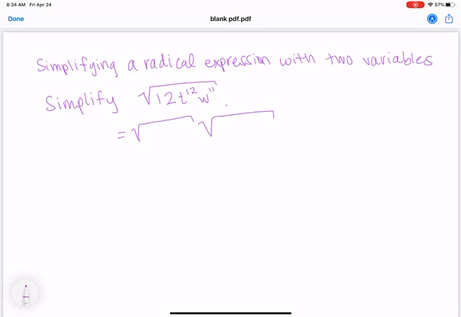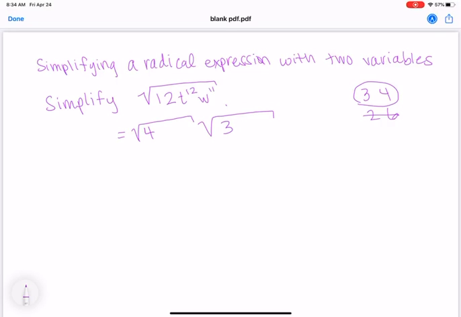So for the 12, the different factors of 12, we could choose between 3 and 4 or 2 and 6. And we can't find the square root of 2 or the square root of 6. That wouldn't get us anywhere. So we'll go ahead and go with the 3 and 4 because we can find the square root of 4. It's 2. So we put the 4 in this first set of things that we can easily find the square root of, and 3 in the second set.